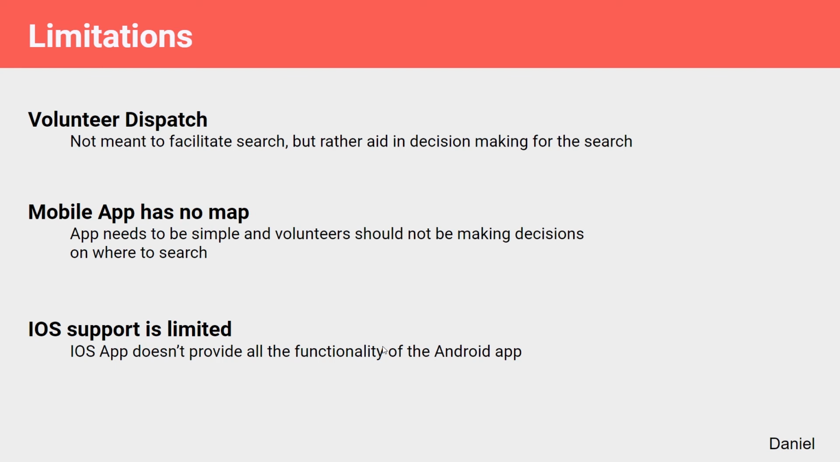Along the same lines, the mobile app does not contain a map of trails like the web app does. The mobile app is meant to be simple and has the purpose of aggregating data for the admins using the web app. Currently, not all of the features of the Android app are available on iOS. Our main focus has been Android, and iOS will lag behind while we finish up on Android. That brings us to what remains to be done.